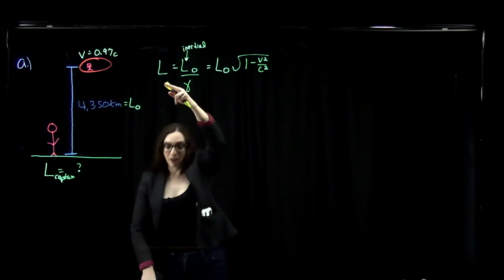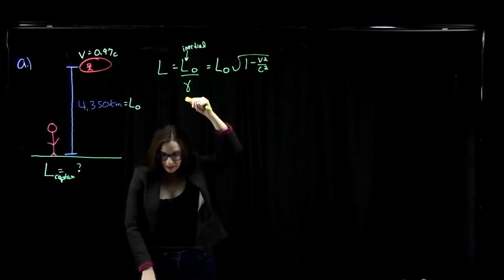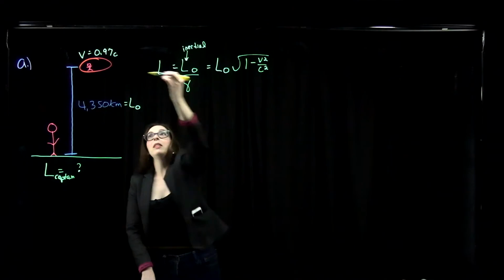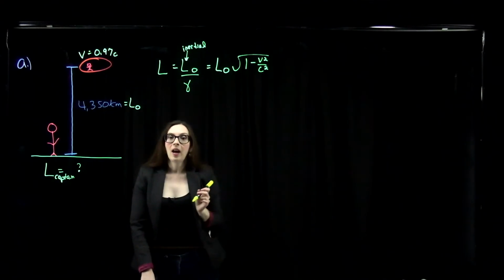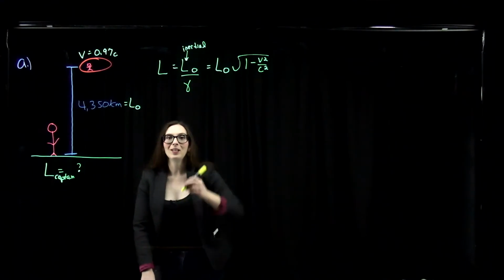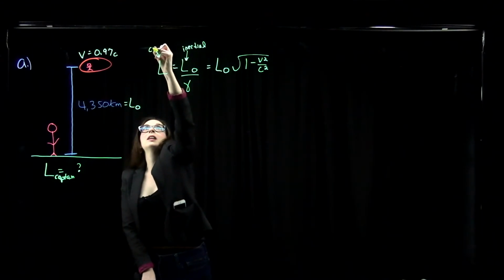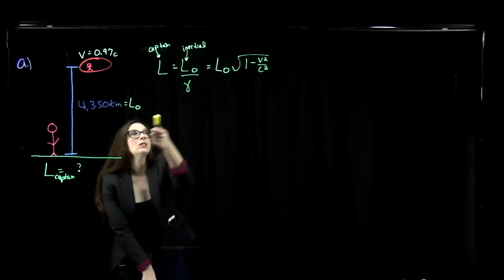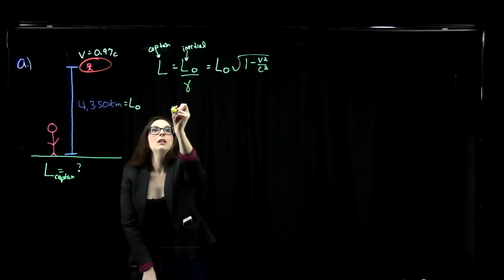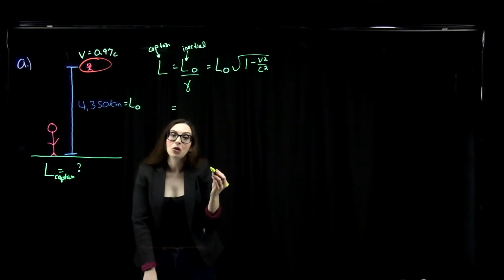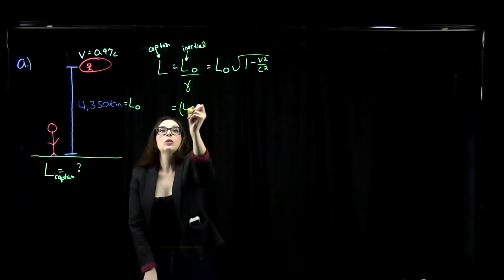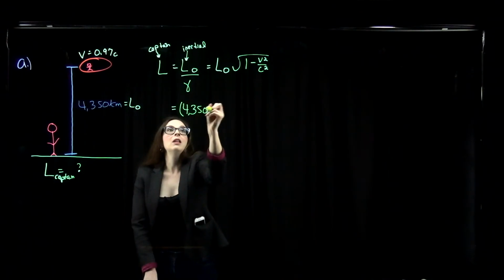Then L here is the distance measured by the spaceship's captain. The distance measured by the person who's moving at very close to the speed of light. So this is the distance that the captain is measuring. And so we have to find this distance. To do that, we're going to use this equation right here. So that equals the length as measured in the inertial frame of reference. That's the one that isn't moving with respect to our spaceship. And that length was 4,350 kilometers.